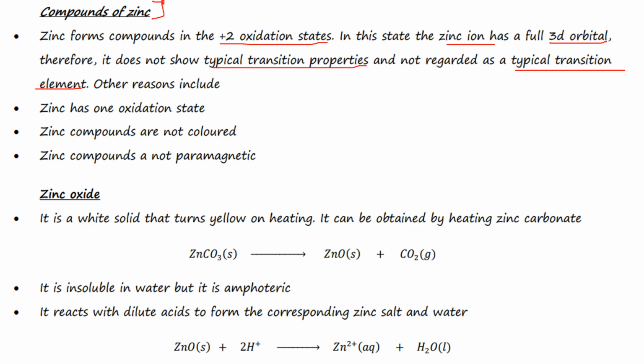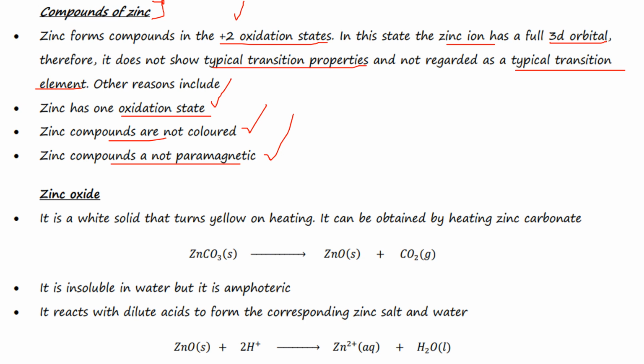One of them is that it's going to have only one oxidation state, which is the +2 oxidation state. Reason being, it leaves a fully filled 3d subenergy level, which is already stable. So it's only going to form one oxidation state, and these compounds are not going to be colored. Reason being, it has a fully filled 3d subenergy level. And lastly, it's not going to be paramagnetic. We say that for a transition metal to be paramagnetic, there must be empty orbitals or unpaired electrons.